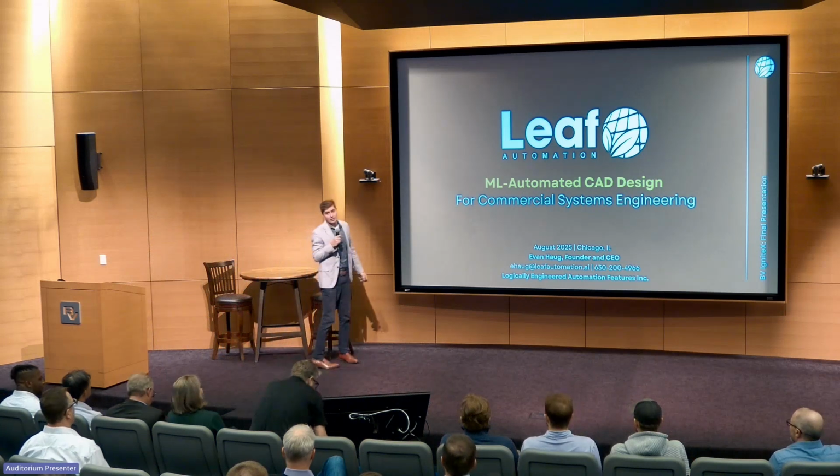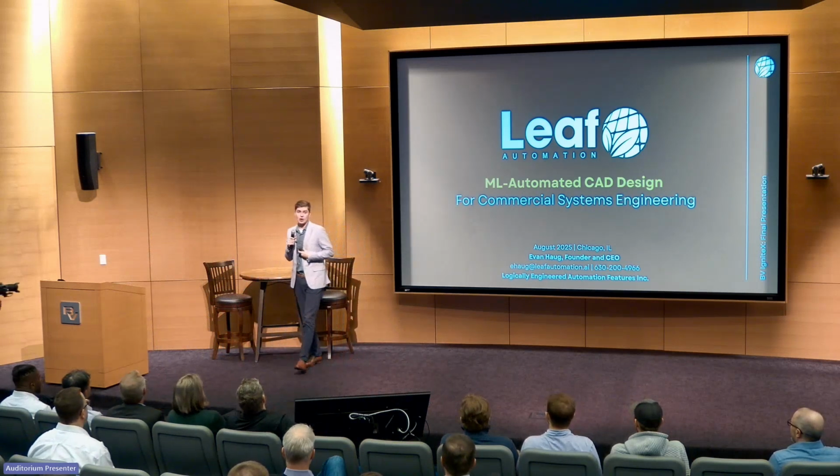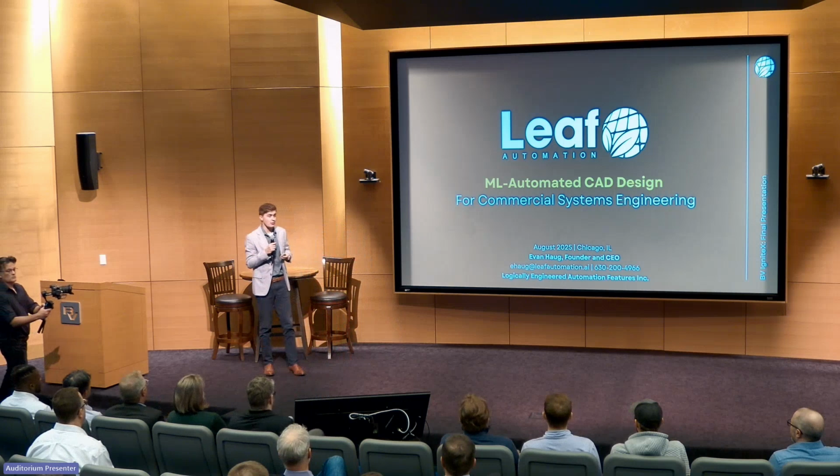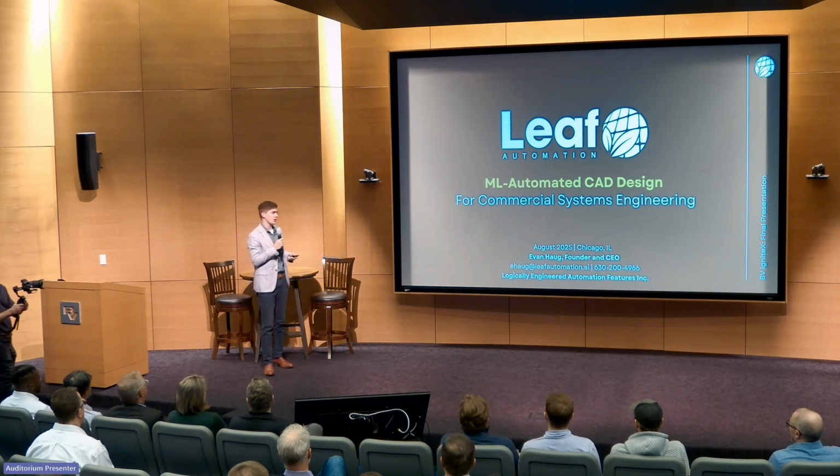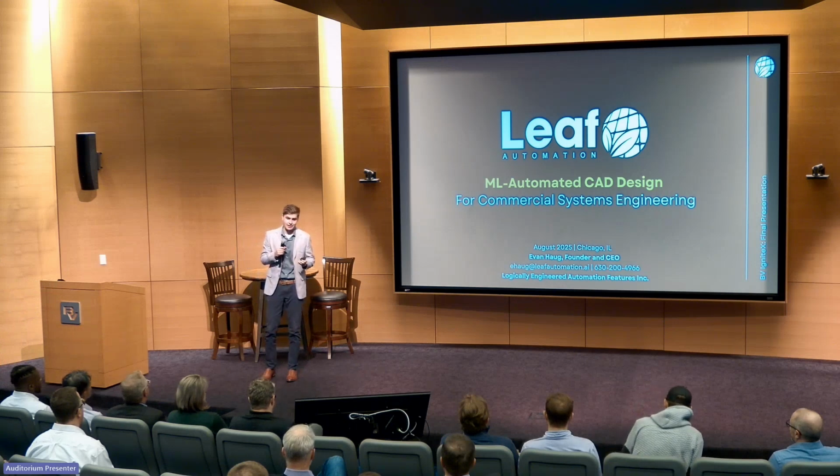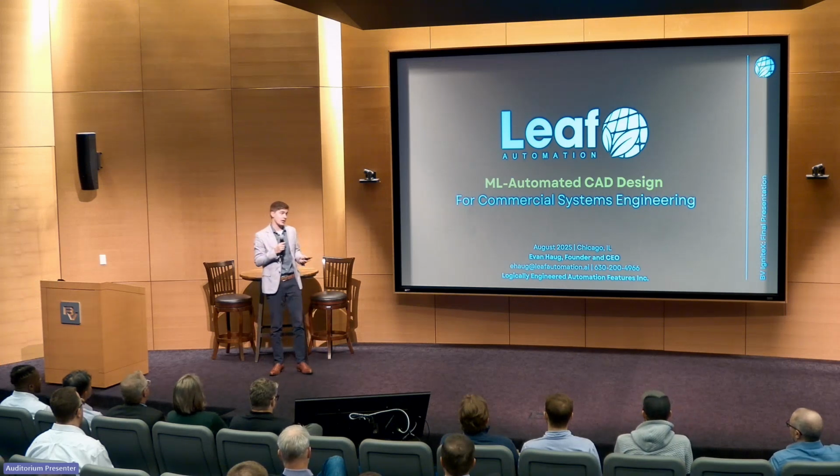My name's Evan Haug. I'm the CEO and co-founder of Leaf Automation and former electrical engineer in the construction engineering industry. At Leaf, we're building machine learning automated CAD design for commercial system engineering.